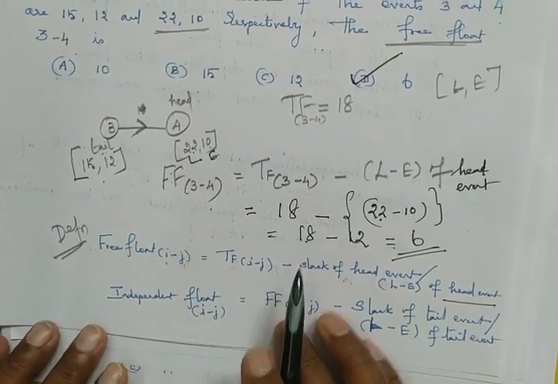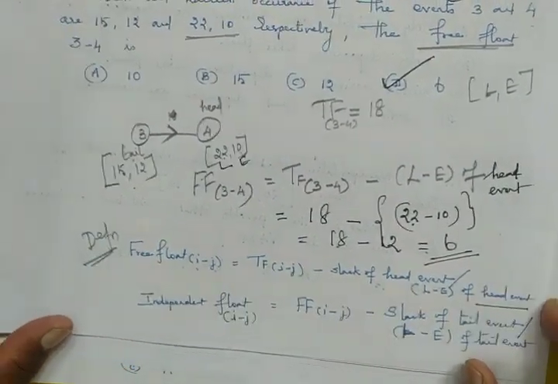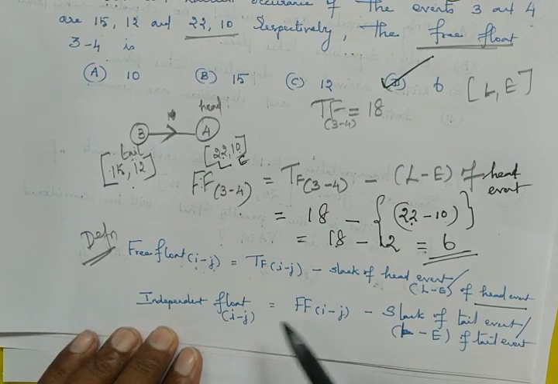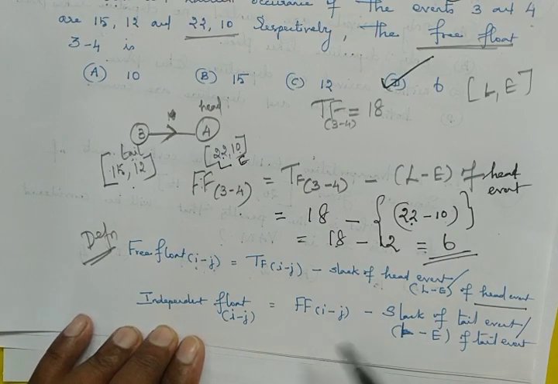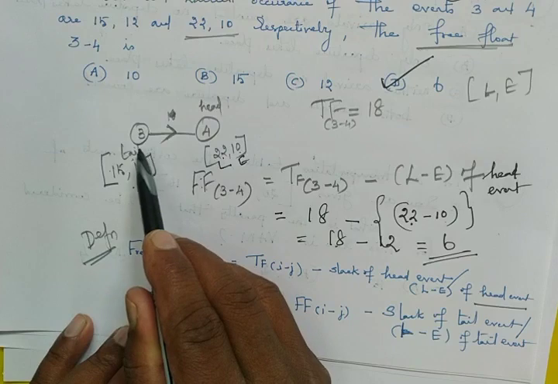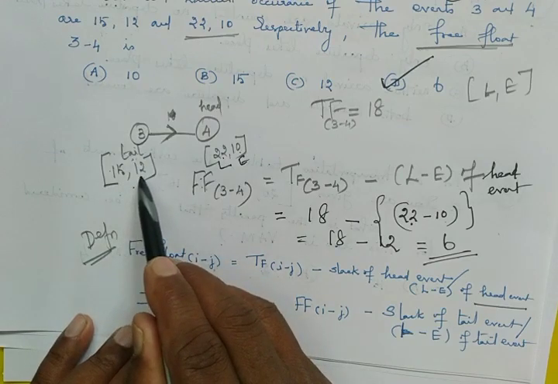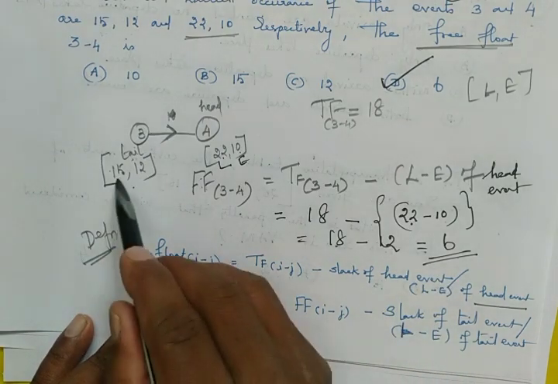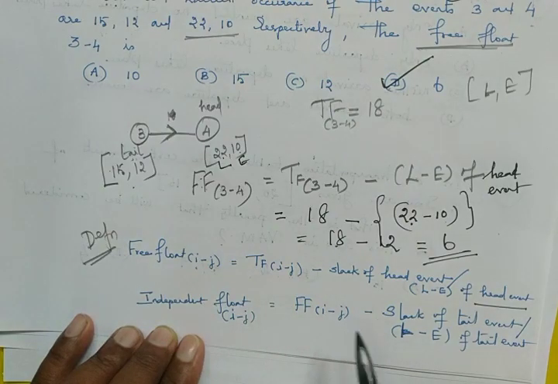Suppose they ask for the independent float. How do we find it? To find the independent float you must first know the free float. Using this 6, the independent float is 6 minus the slack of the tail event. The tail event is 3, so 15 minus 12 is 3. 6 minus 3 becomes 3. That is the independent float of 3 to 4.